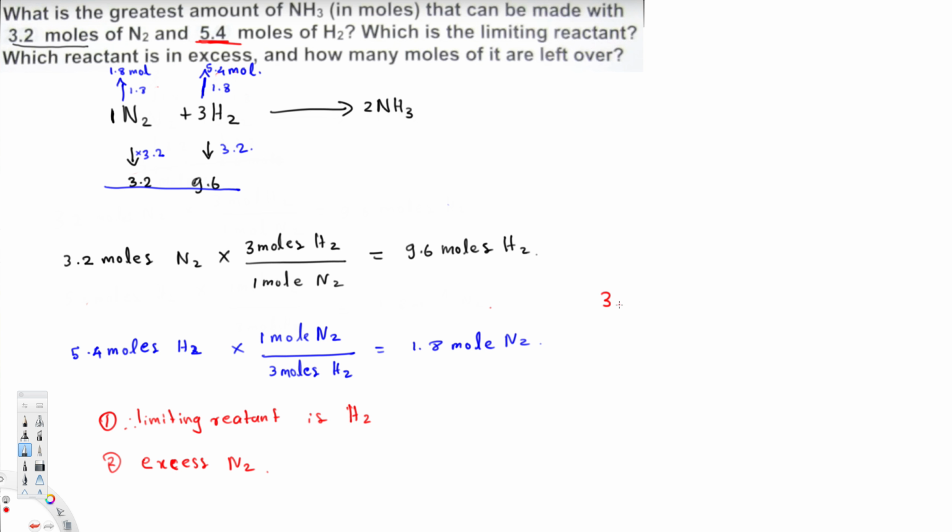So we have 3.2 moles and we only require 1.8 moles. So the leftover is going to be 1.4 moles of N2. And that is the answer for the third question.